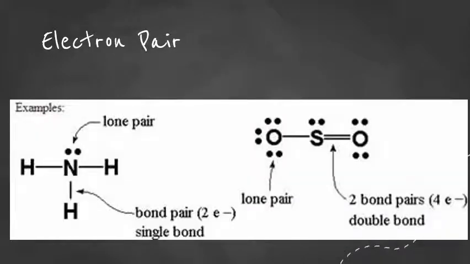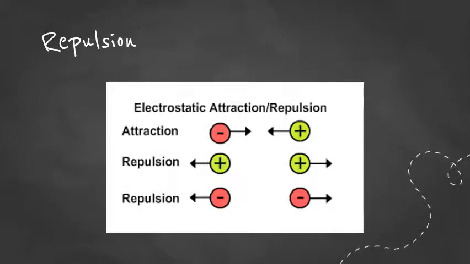An electron pair is just like it sounds. It's a pair of electrons. And we talked about at the beginning of class today, those can be a lone pair or a bonded pair. And then finally, repulsion. So that is the act of like charges pushing other like charges away.